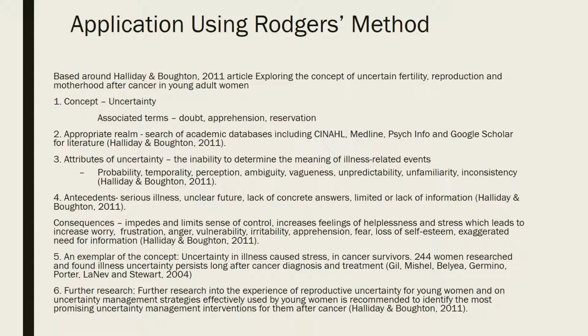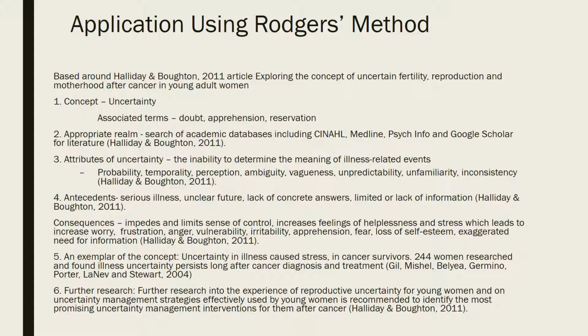So I thought it might be helpful. This is kind of how I learn, when I can apply it to my practice, because that is my main experience in nursing. So I took the article exploring the concept of uncertain fertility, reproduction, and motherhood after cancer in young adult women. That was one of our readings. It was by Halliday and Boughton in 2011. I applied it using the Rogers method. The general concept of this article is uncertainty. Associated terms with that: doubt, apprehension, reservation.